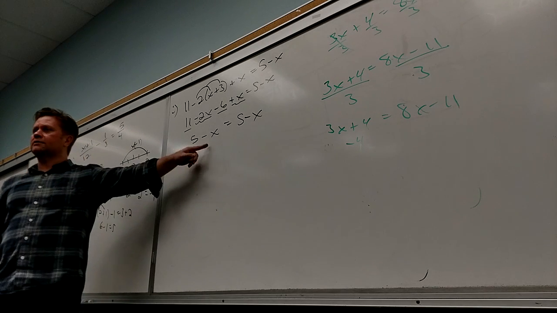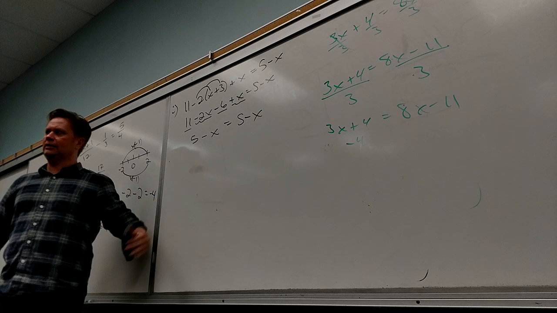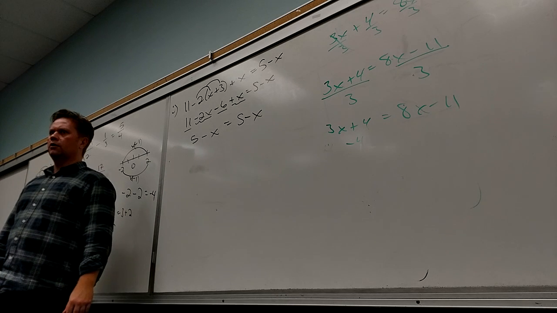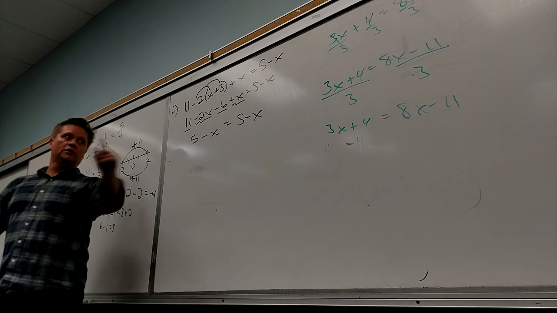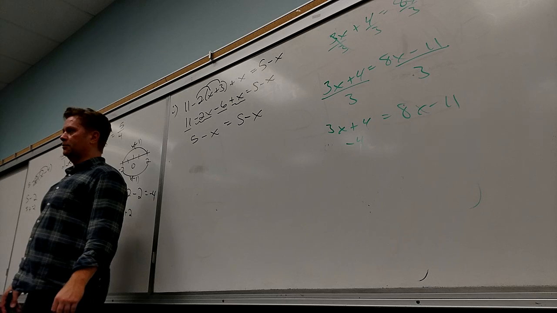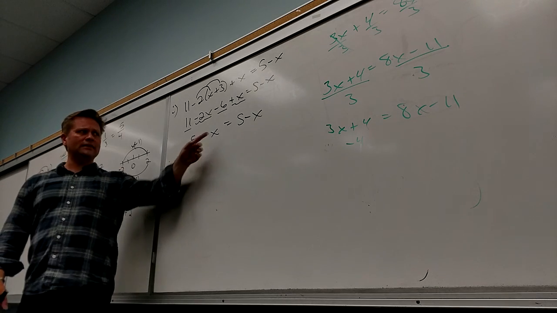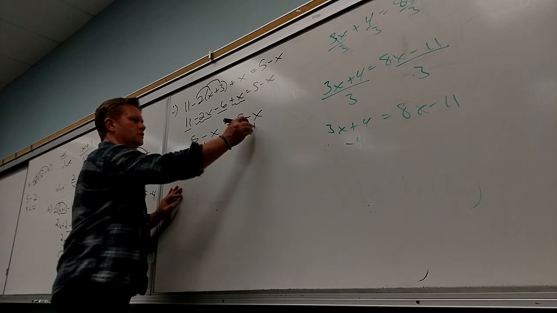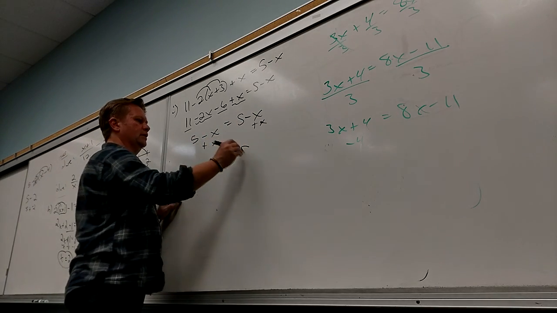Now look at what it says. 5 minus x equals 5 minus x. Is that ever not true? Is there a number you subtract from 5 and it's not the same as if you subtract that number from 5? 5 minus x equals 5 minus x. It doesn't care what x is, and that's why x disappears. Because it doesn't matter what x is, it's true.